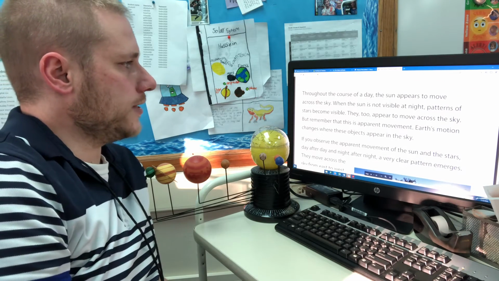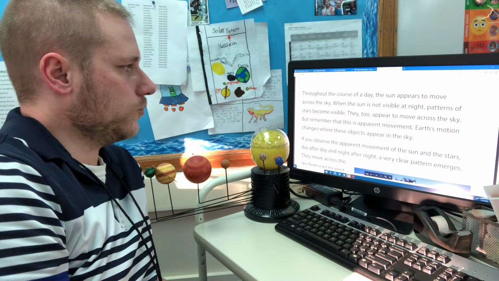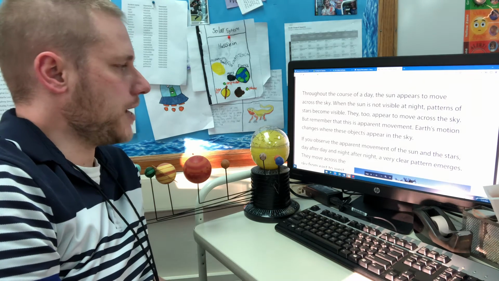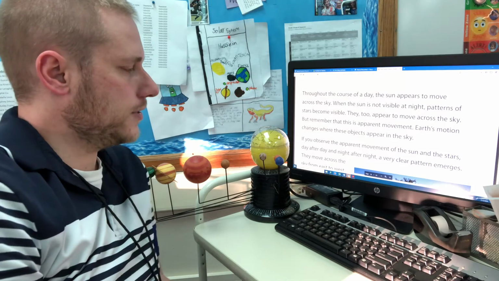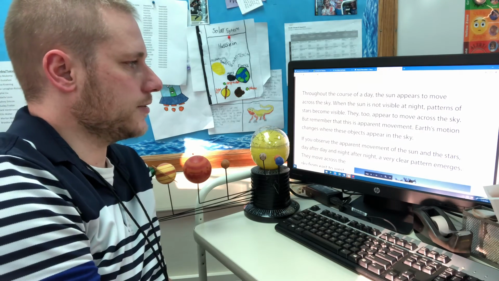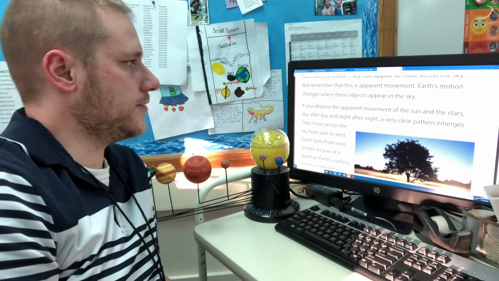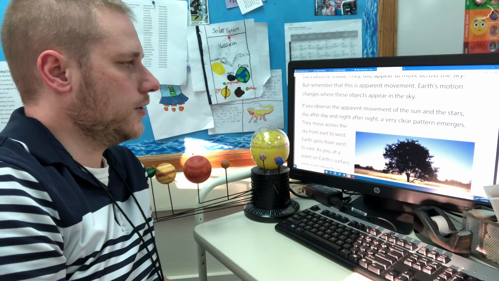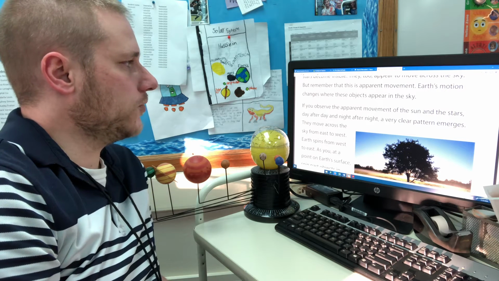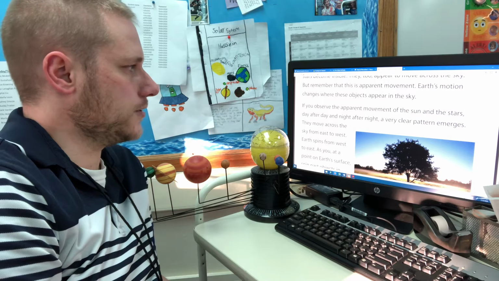Throughout the course of the day, the sun appears to move across the sky. When the sun is not visible at night, patterns of stars become visible. They too appear to move across the sky. But remember that this is apparent movement. Earth's motion changes where these objects appear in the sky.